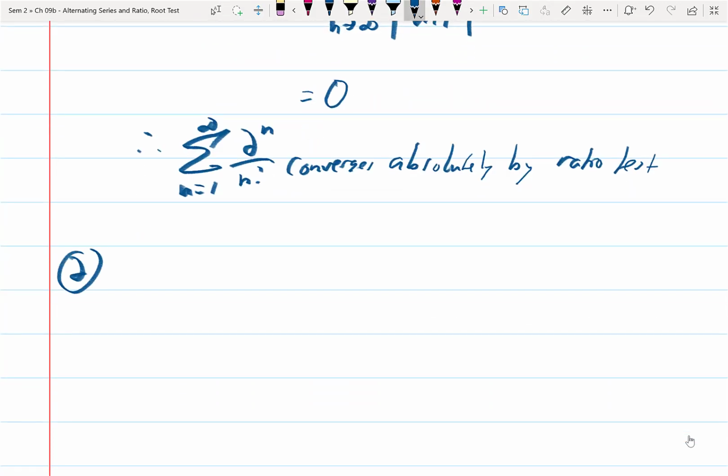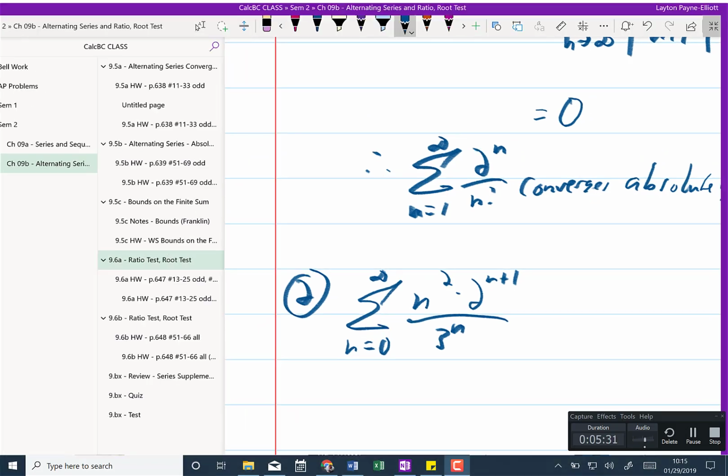Okay, next example. The sum from n equals 0 to infinity of n squared times 2 to the n plus 1 over 3 to the n. Like a lot of our convergence tests, you have a clue about why this one may be the best test to use. The clue is that it's composed of multiple exponentials. You don't really want to worry about a direct comparison or a limit comparison with this, because you have this n squared in there that may throw things off.